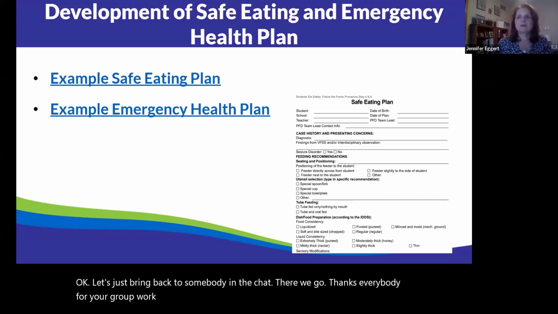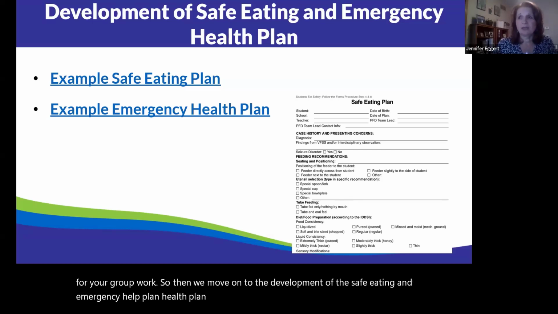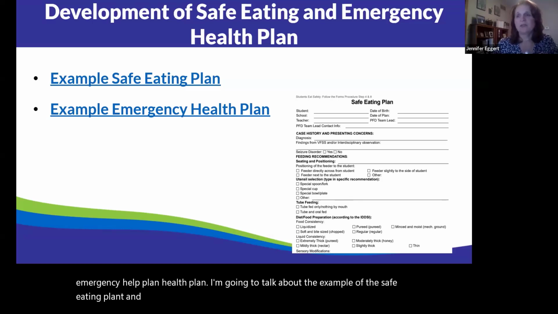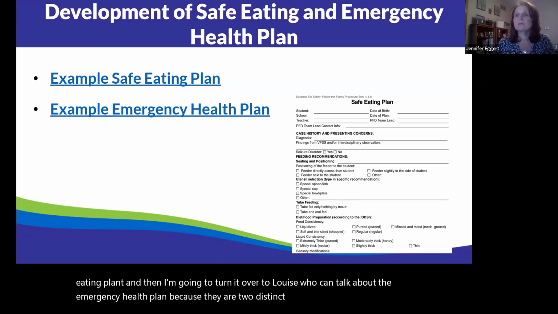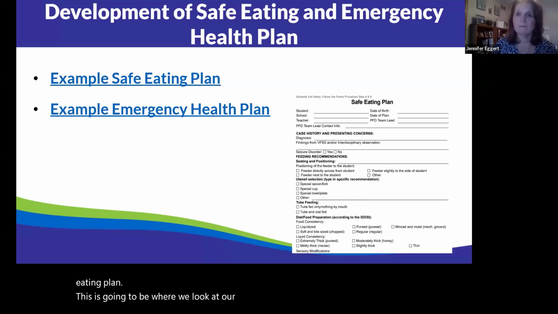So then we move on to the development of the Safe Eating and Emergency Health Plan. I'm going to talk about the example of the Safe Eating Plan, and then I'm going to turn it over to Louise, who can talk about the Emergency Health Plan, because they are two distinct pieces. So in terms of the Safe Eating Plan, this is where we look at our feeding recommendations.